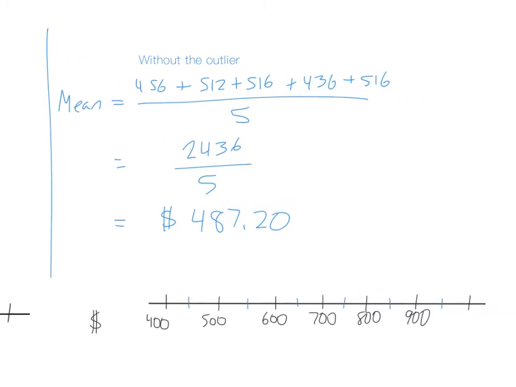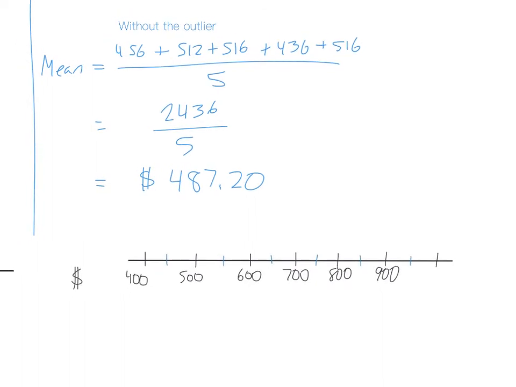So let's calculate it without. What I did is I added 456, 512, 512, 516, 436, and then the other 516. I did not include the $900 this time. When I added those, I got 2,436. Divided that by 5 because we're not including the outlier, so it's not 6. We only have 5 pieces of data. And I got $487.20.